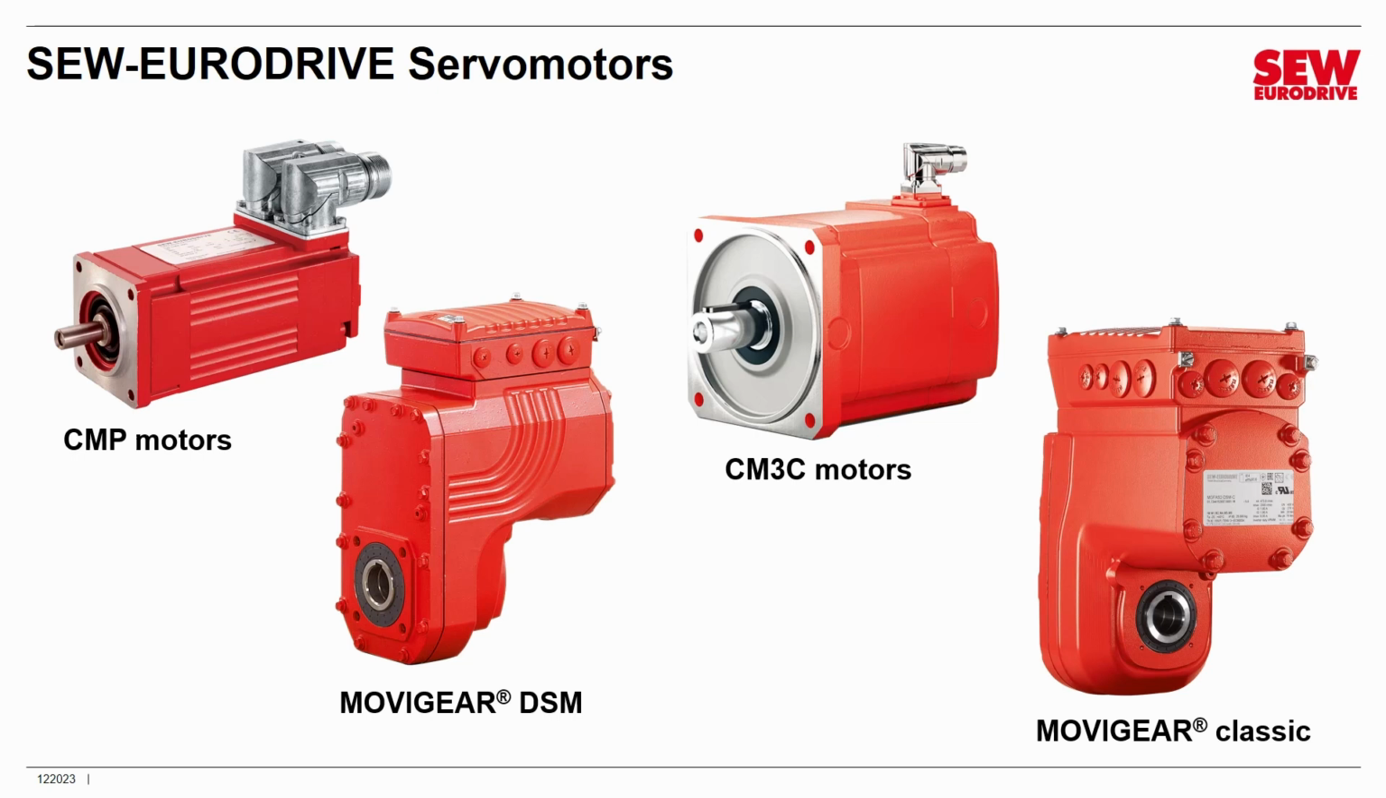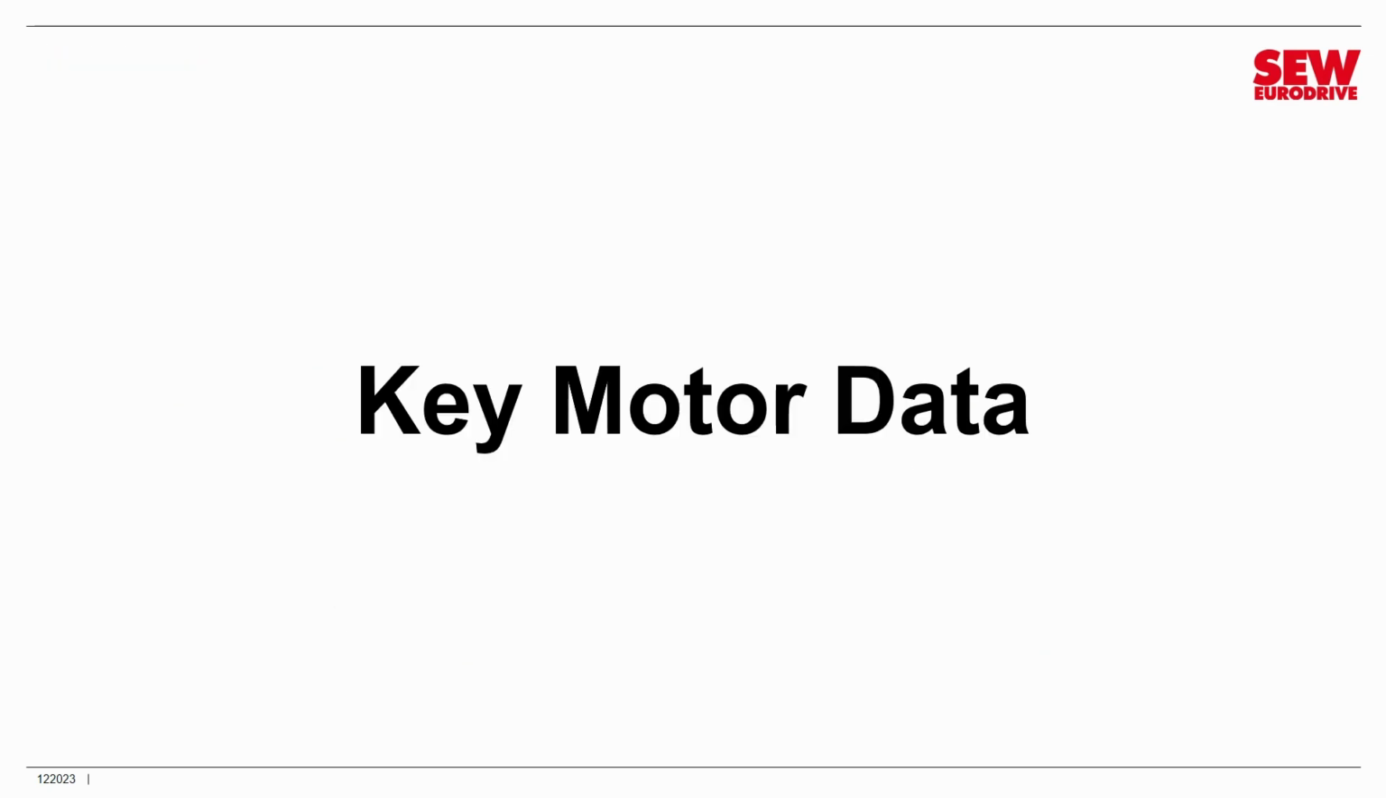So let's talk about what it takes to get one of these connected up and operating. Of course, connecting up is very simple. You simply connect up the 3 phases and the ground wire. But to configure it to run, you need to gather some key motor data. So what information do you need in order to set up the motor on your MOVITRAC LTP-B?